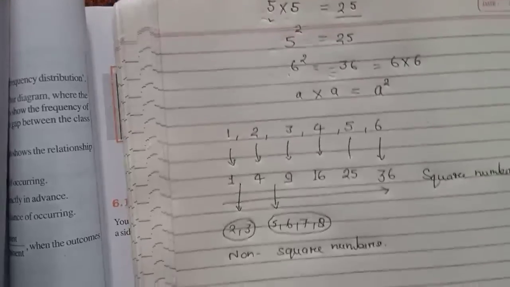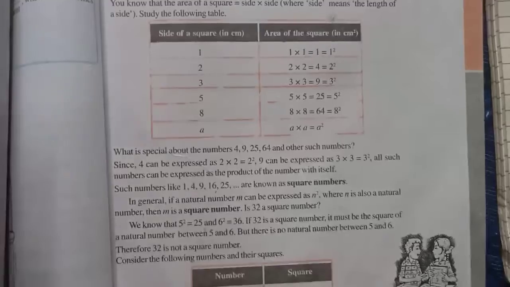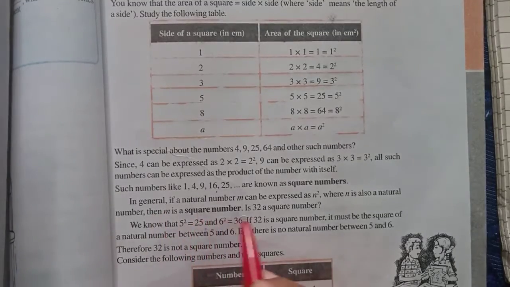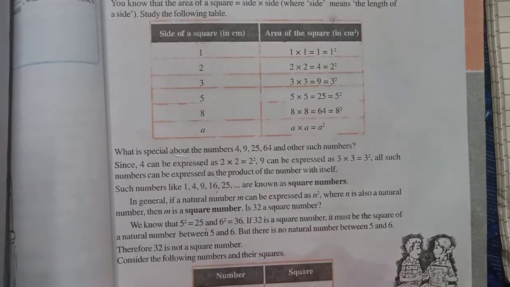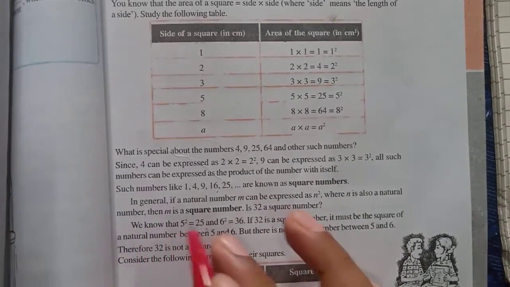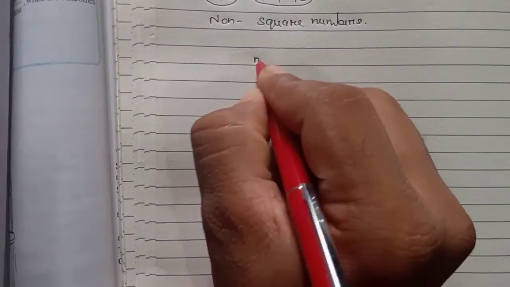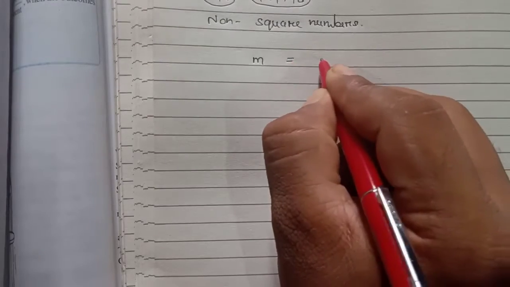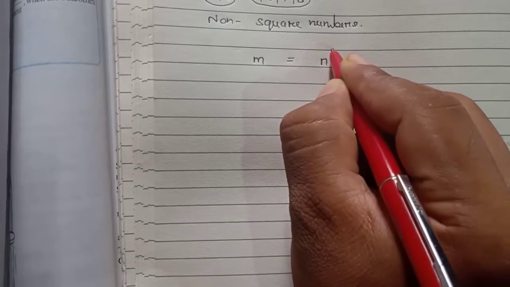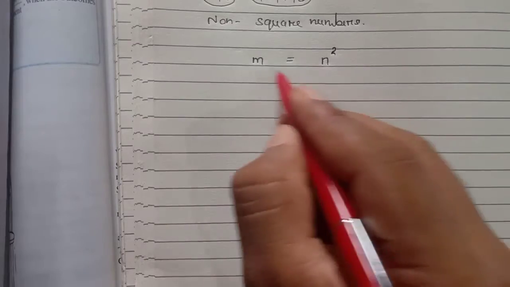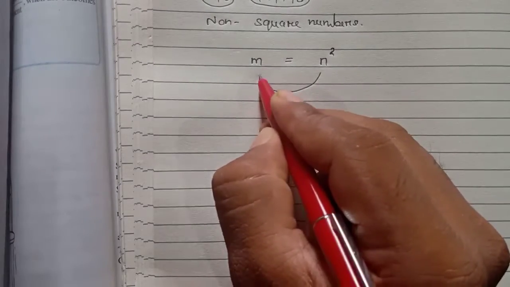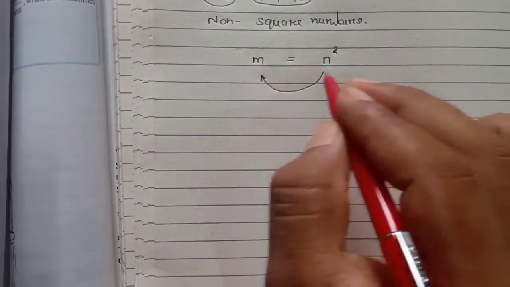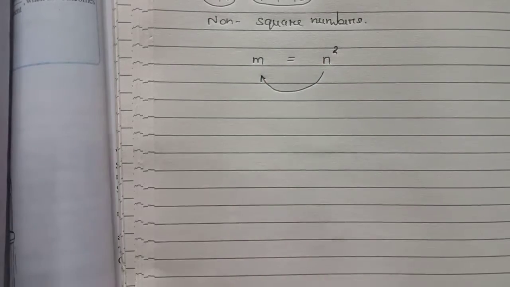We have a definition given in the book. You should go through that. In general, if a number m can be expressed as n square, where n is also a natural number, then m is a square number. It means if a natural number m can be written as the square of another natural number n, then m is the square of n.